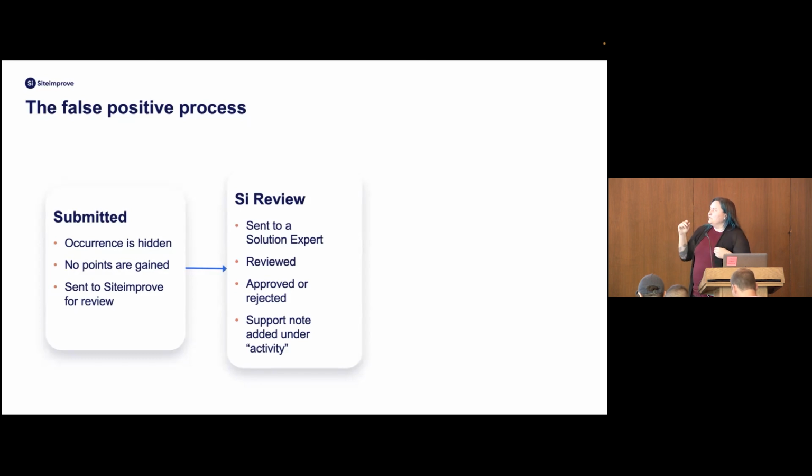We review it, we approve it or reject it, and that's based on the occurrence level. And then I can add a support note in there to tell you the reasons why I disagree or agree with you. You'll be able to find that note. You can reference it. It lives on forever in the system unless you delete it. So you can always go back and reference them.